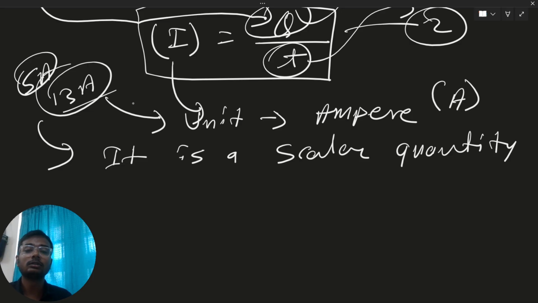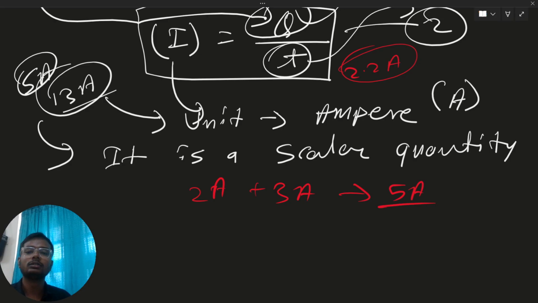Okay. Acha, it is also not like we need integral values only. We can have 2.3, 2.2 ampere of current also. All those things are possible. Now, it is a scalar quantity. Okay, means if I am having 2 ampere of current and 3 ampere of current, I can add up and I can get 5 ampere of current. There's no problem in that. So it is a scalar quantity and obviously its SI unit, standard unit, is ampere, denoted by letter A. Okay, clear?